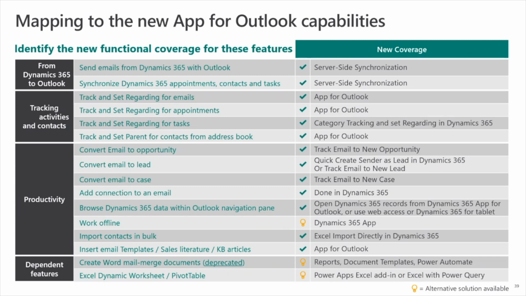To import contacts in bulk, you can use the standard Excel import feature in Dynamics 365. To insert email templates, sales literature, and KB articles, this is native with the app for Outlook. And now for some of the dependent features, for example, Word mail merge, you can use SSRS reports in Dynamics 365, document templates, and also Power Automate, and we'll discuss that in more detail in a bit. And for dynamic worksheet and pivot table, you can use the Power Apps Excel add-in, or you can also use Power Query in Excel to retrieve data dynamically from Dynamics 365 and the Common Data Service.